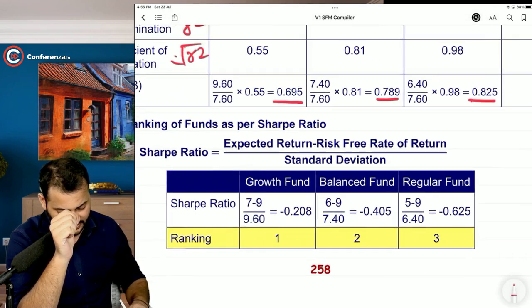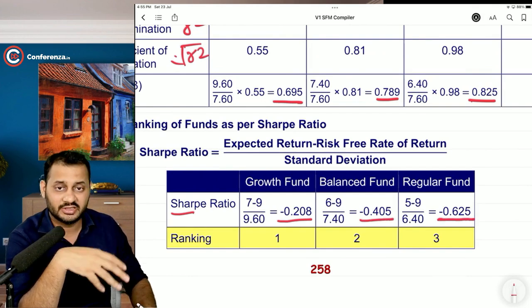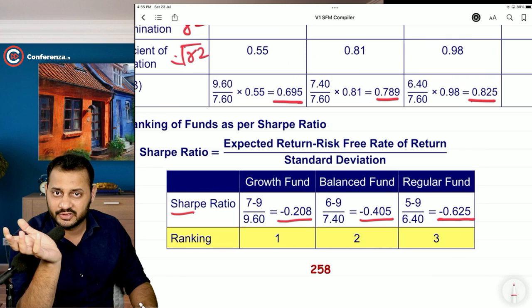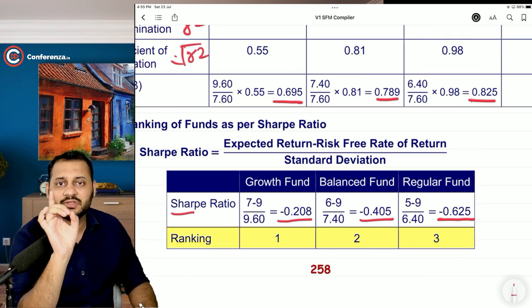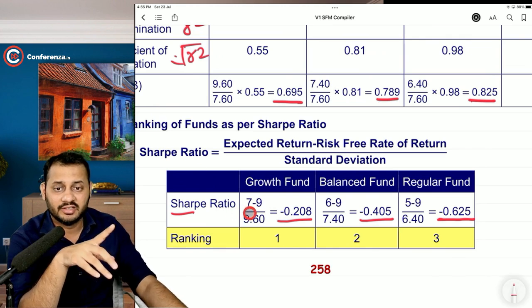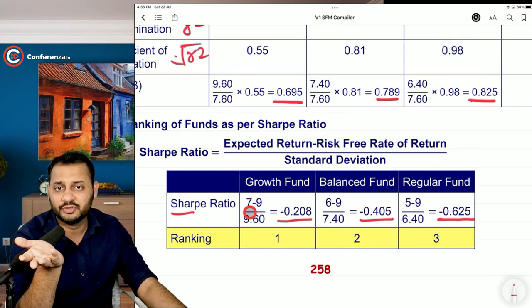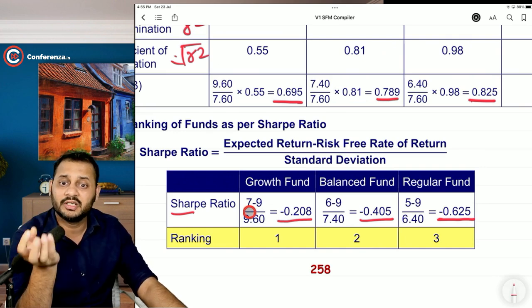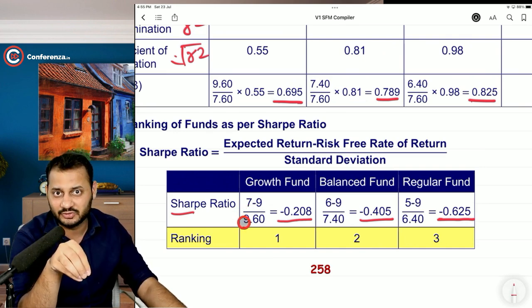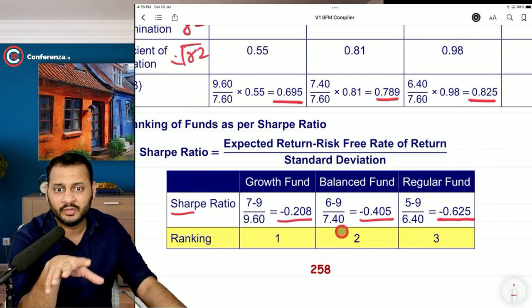It's very simple, sir. See, Sharpe's ratio is negative 0.208, negative 0.405, negative 0.625. This is something different from the previous question. All the Sharpe's ratios are negative. That means we are earning less than the risk-free rate of return. The risk-free rate of return is 9% and we are getting only 7% in the mutual fund. So we are losing 2% and also taking the risk of 9.60. That's a bad thing. So that's why a negative Sharpe ratio is always bad.